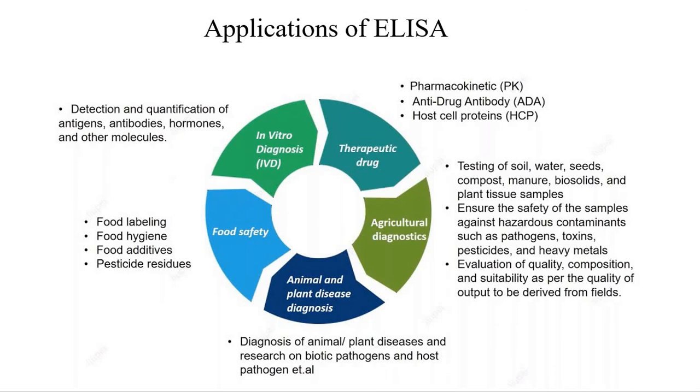Applications of ELISA. The ELISA test is used to detect various kinds of disease such as dengue and malaria. The ELISA test is also extensively employed for in vitro diagnosis. It is used for immunoscreening. It is also used for food safety, and ELISA is also used in therapeutic drug development, that is pharmacokinetics, anti-drug antibody, and host cell protein.